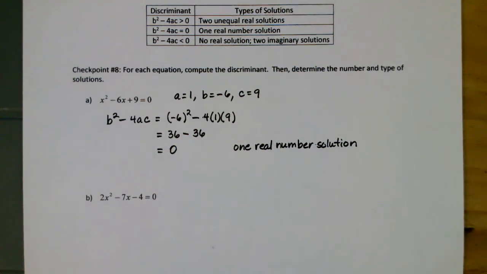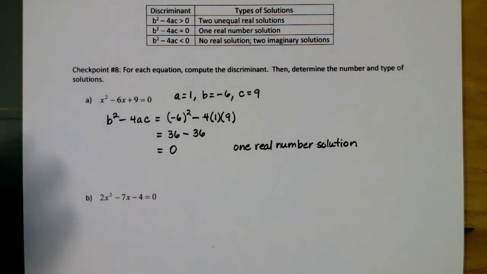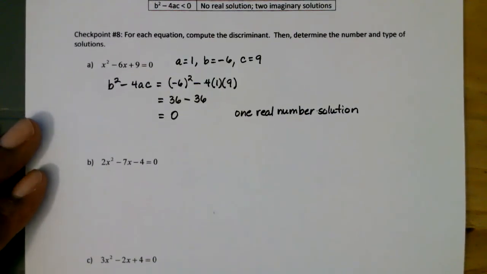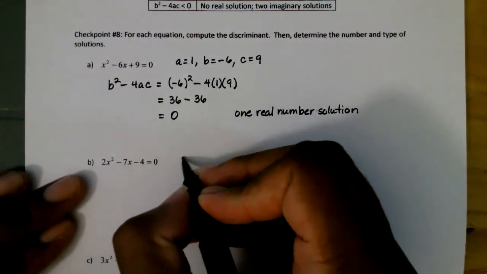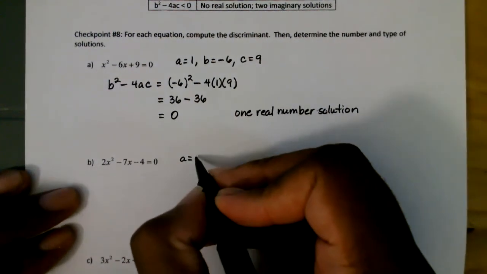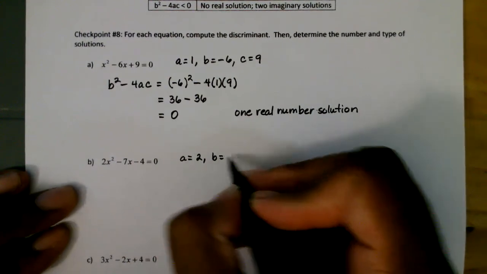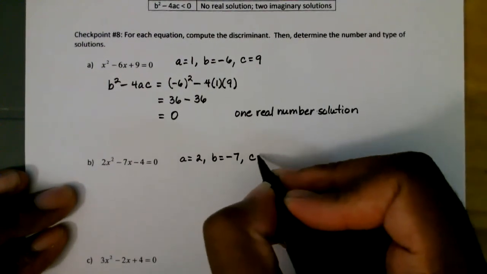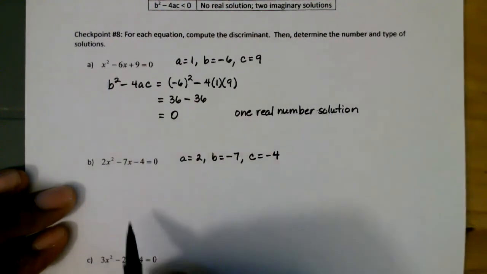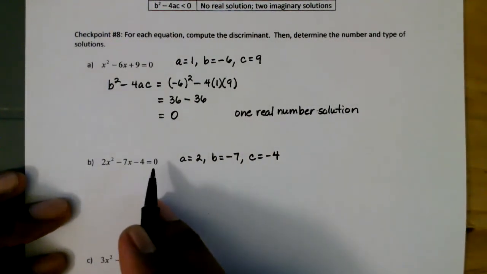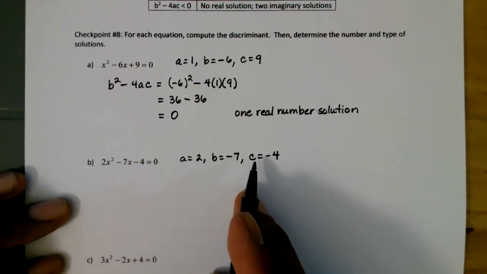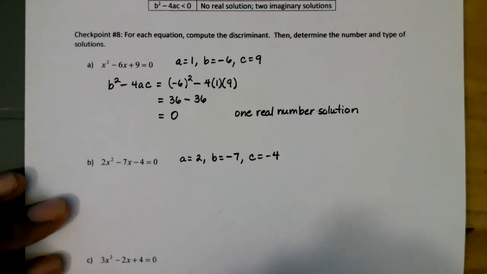Okay. Part B, we have 2x squared minus 7x minus 4 equal to 0. We want to find the discriminant and determine the number and the type of solutions that we're going to have for this equation. In this case, a is the coefficient of my x squared term, that's 2. The b is the coefficient of x, -7. c is the constant term, -4. And you want to make sure you do have a 0 on one side of the equation before you identify a, b, and c. And in this case, I have a 0 there.